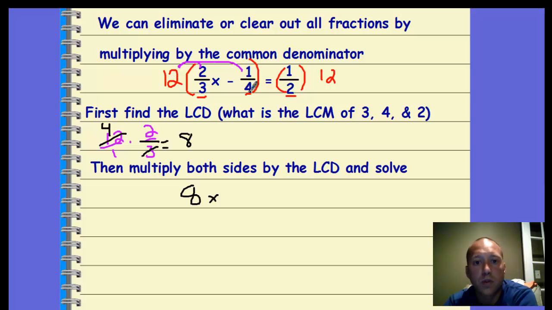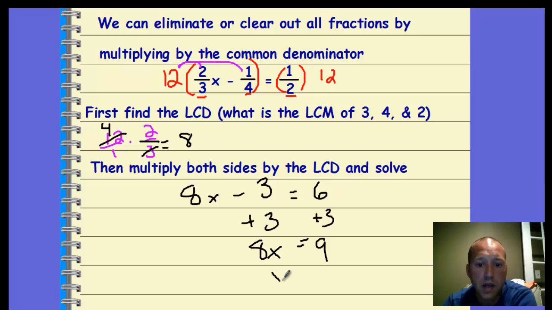If I multiply 12 times 1/4, a fourth of 12 is 3, or 12 divided by 4. And then another easy one, half of 12 is 6, or 12 divided by 2 is 6. Now I no longer have fractions. Makes solving the equation much simpler, quicker for most of us. It's the biggest reason. And then we divide by 8, so our answer is still 9/8 or 1 and 1/8 as a mixed number.